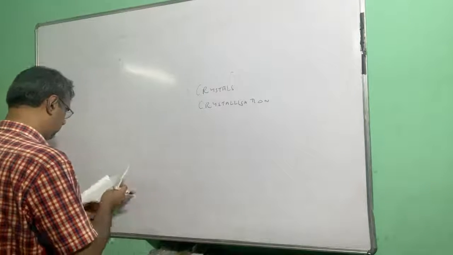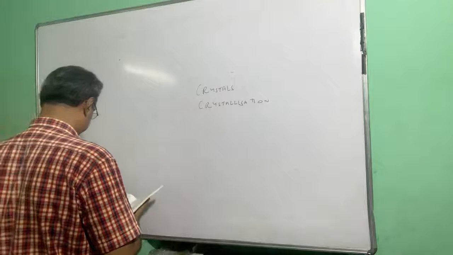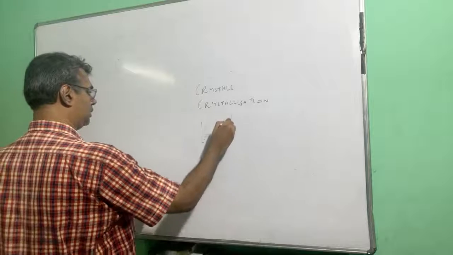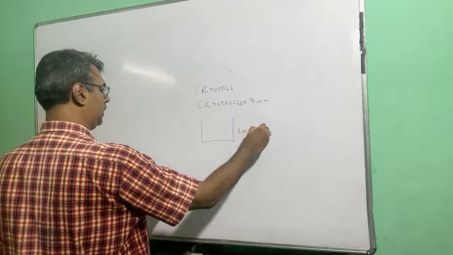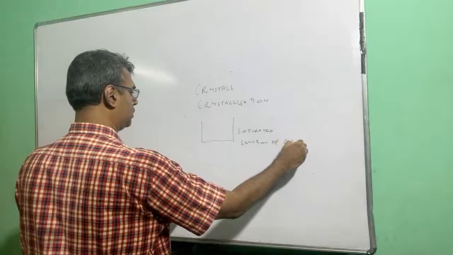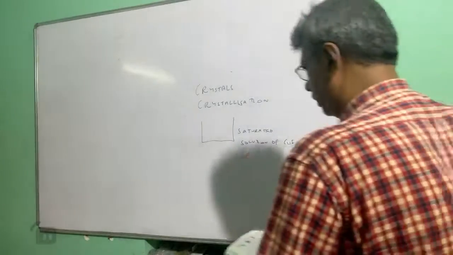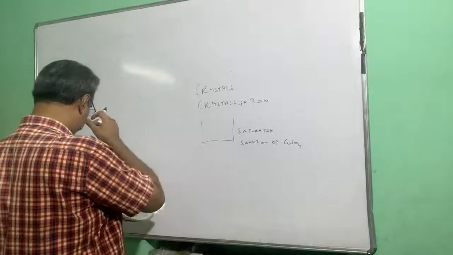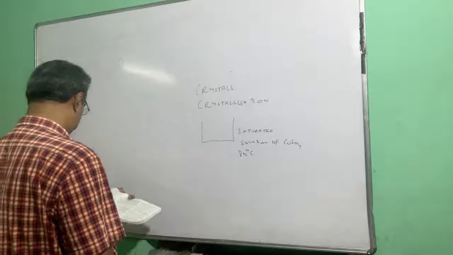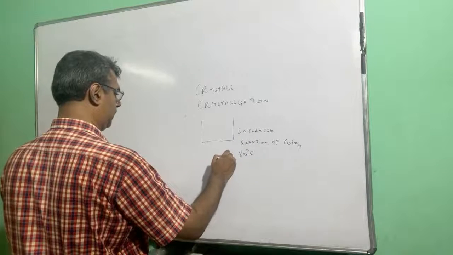So basically what happens is that, suppose you take a saturated solution of copper sulfate, and suppose you take the saturated solution at a warm temperature of 80 degrees. Saturated solution of copper sulfate at 80 degrees.